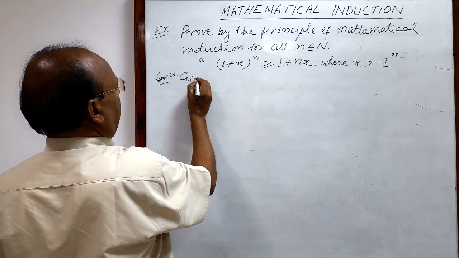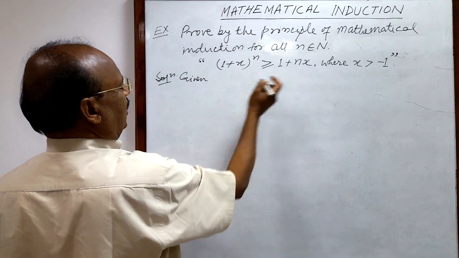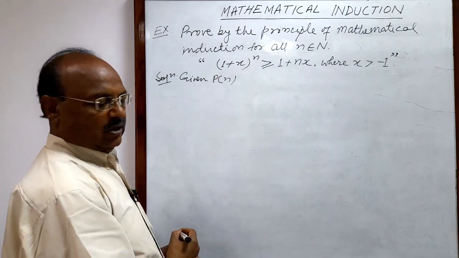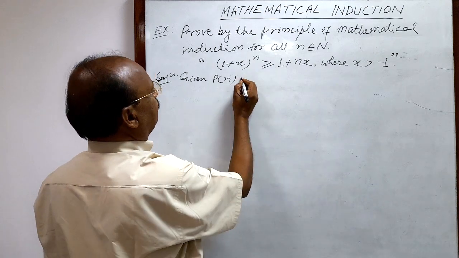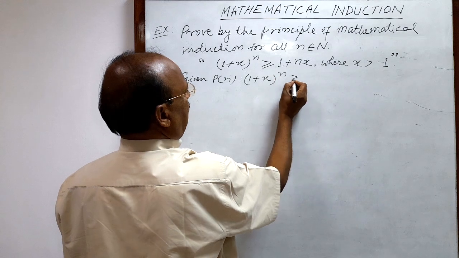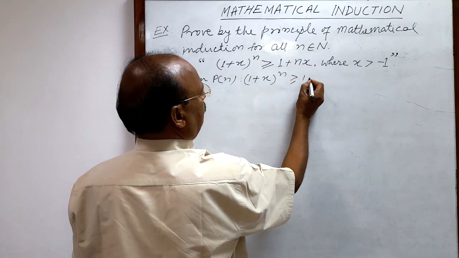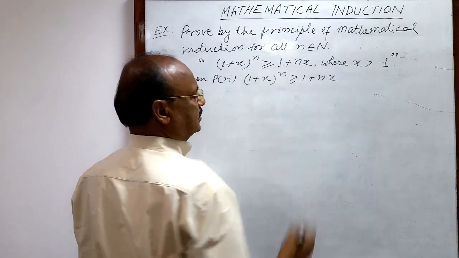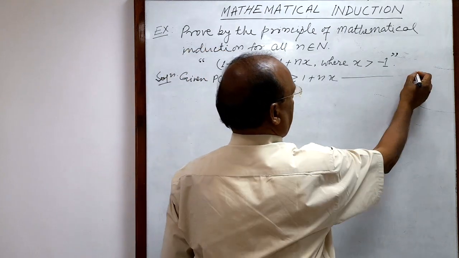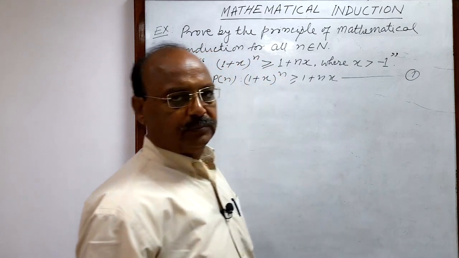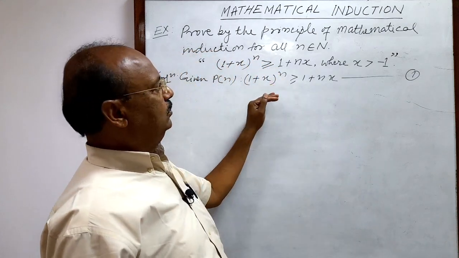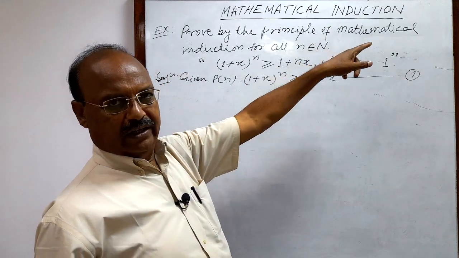Here the given mathematical statement is denoted by the notation Pn. So Pn is 1 plus x whole to the power n is greater than or equal to 1 plus nx, where x is greater than minus 1. Let us call it relation number 1. And we are going to prove it through the principle of mathematical induction.